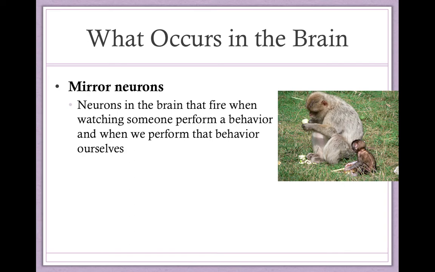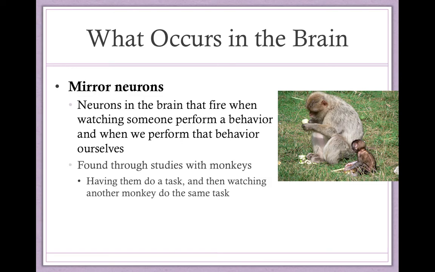What these neurons do is they fire when a person or an animal is watching someone perform a behavior, and they also fire when that person or animal performs that behavior themselves. So, it's not only when you perform the behavior, but it's also when you see someone else do the same exact thing. Those mirror neurons fire both of those times.